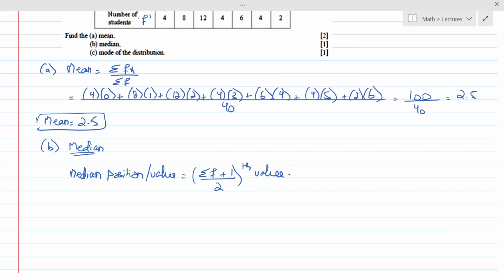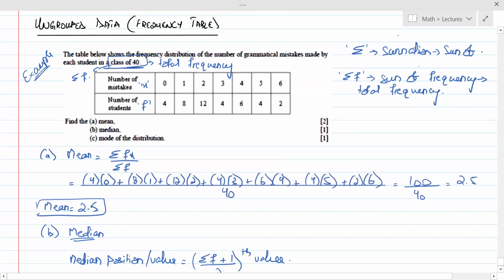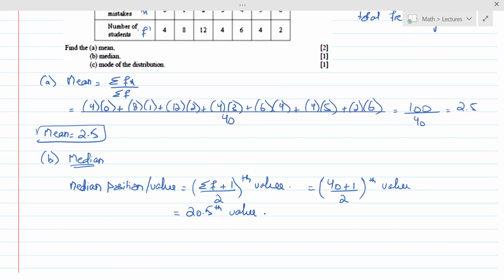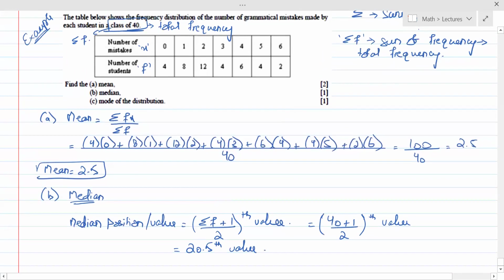Summation f here is 40 because it's a class of 40 students. So using this formula, we'll get (40 plus 1) upon 2th value. So 40 plus 1 upon 2 would give us 20.5, so it's the 20.5th value, which would be representing the median class. So median position will help us in finding the median class. What we'll do here is the 20.5th value.